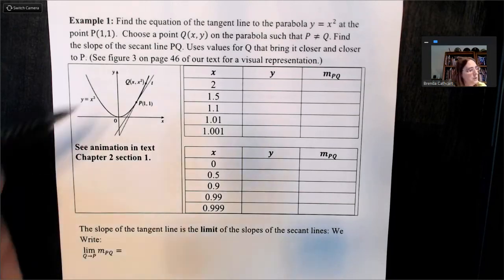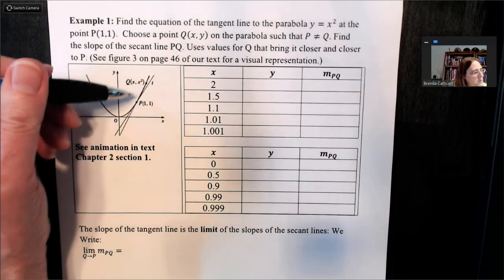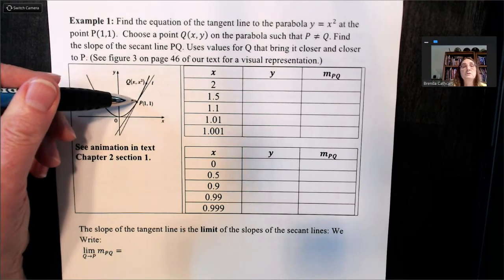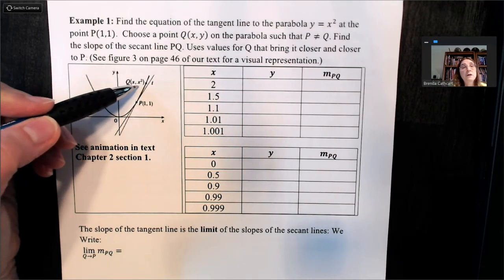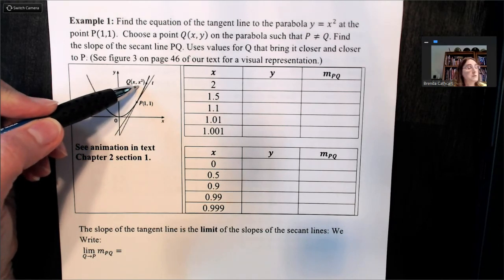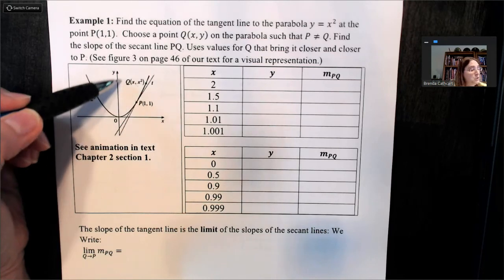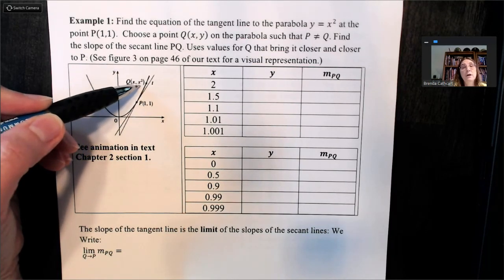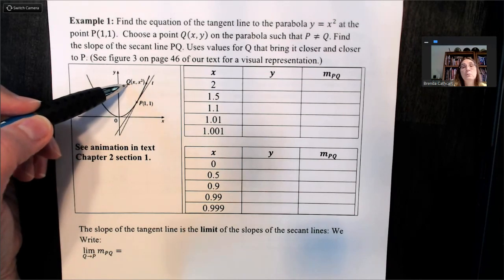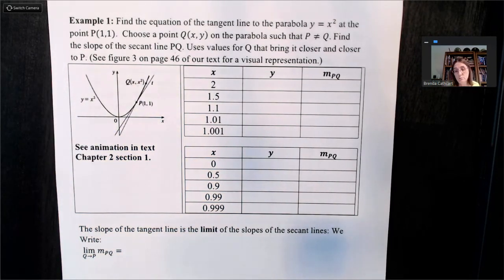Okay, so here's our point Q. Notice that it's different from point P. Point P is (1, 1). Point Q has an x coordinate, and of course the y coordinate, since y equals x squared, would be x squared. We're going to choose some points for Q, or for x, to find our y coordinate for our point Q and find our slope.